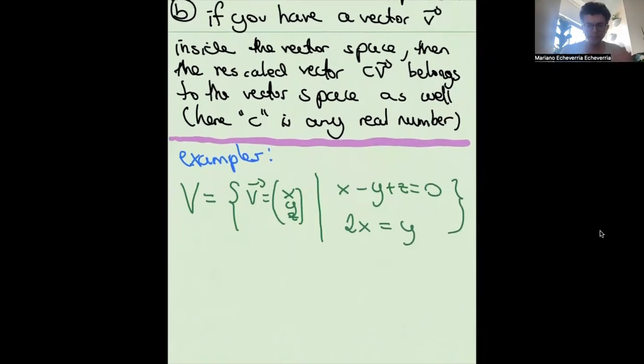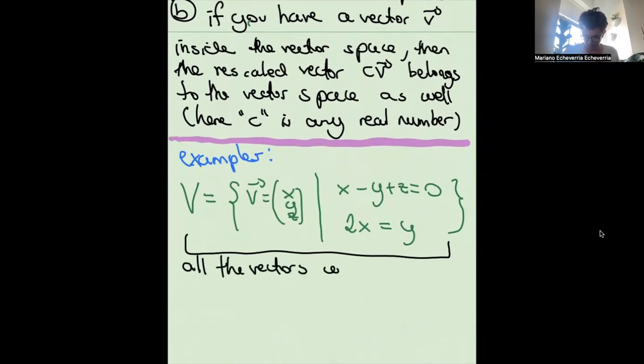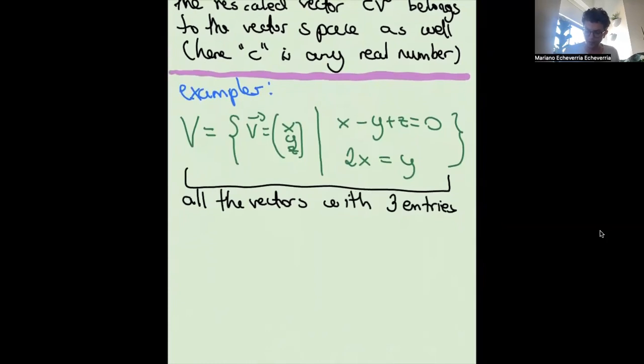So what does this notation mean? Just to write in words what this means: you're looking at all the vectors with 3 entries that satisfy the two equations that I wrote on the right hand side. Usually you write a vertical line to separate the name of the vector from the equations that it's supposed to satisfy. So let's call these equations 1 and 2.